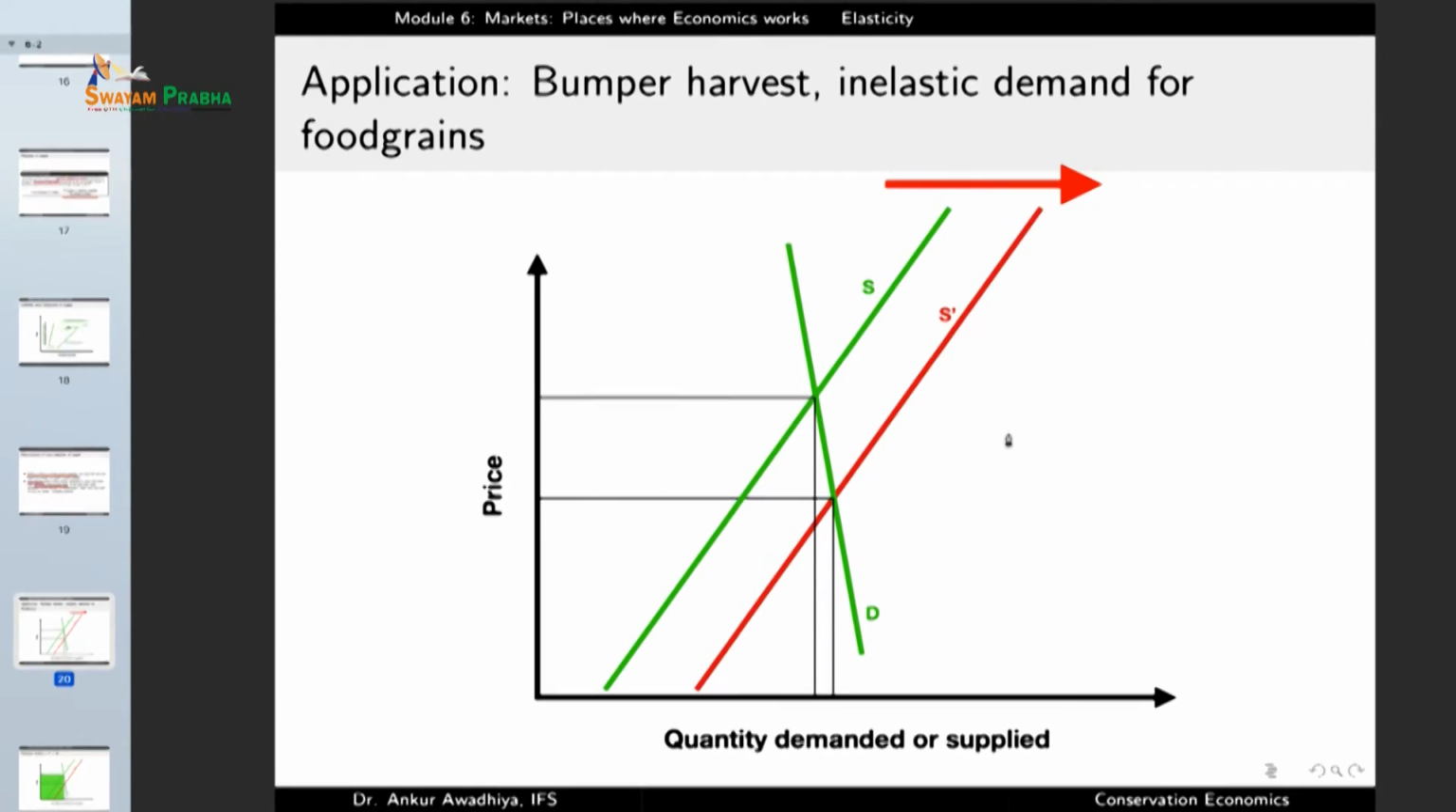Now, what happens to the revenue that people would earn? So, earlier the equilibrium was at this point. So, this is the demand curve, this is the earlier supply curve. So, this is the point of equilibrium. So, this is the equilibrium price, and this is the equilibrium quantity that is demanded and supplied. Now, the supply curve has shifted to the right, and now it is intersecting the demand curve at this point. So, this is the new equilibrium price, and here you have the new equilibrium quantity that is demanded or supplied.